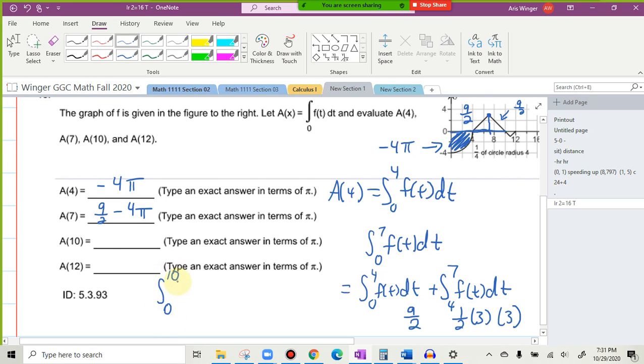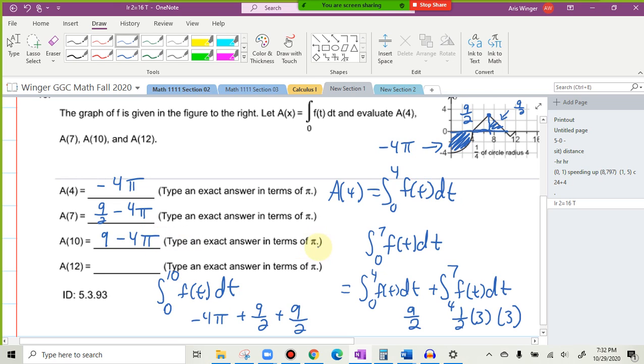So the integral from 0 to 10 of f of t dt is going to be that negative 4 pi plus that 9/2 plus another 9/2 up until 10. 18, I'm sorry, not 18, 9 minus 4 pi.